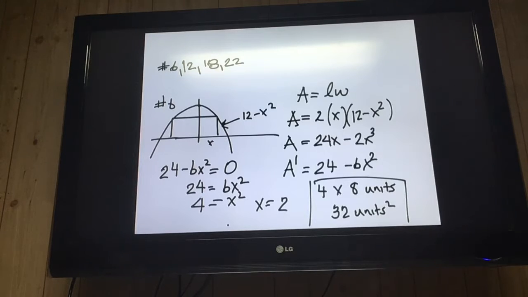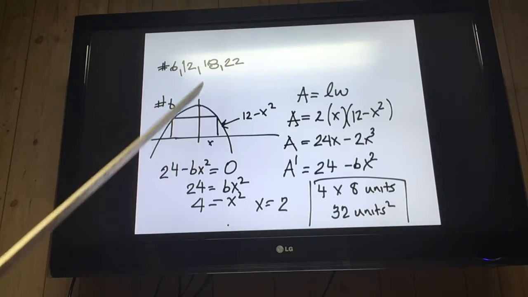All right, going over the problems for yesterday. Number 6, we are trying to find the largest rectangle, and it tells us the rectangle has its base on the x-axis and its upper two vertices on the parabola 12 minus x squared. So first of all, we have to draw the parabola, draw our picture to get yourself an idea.